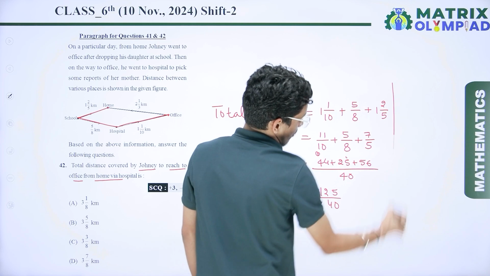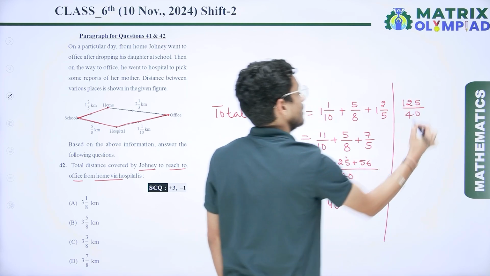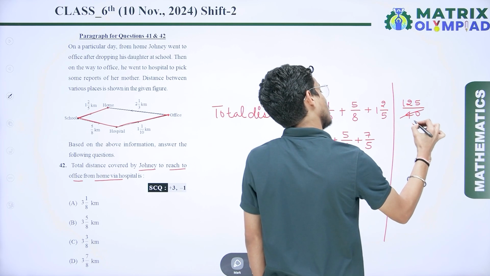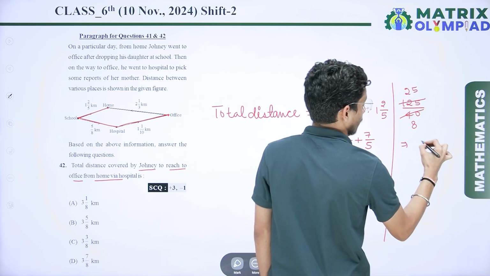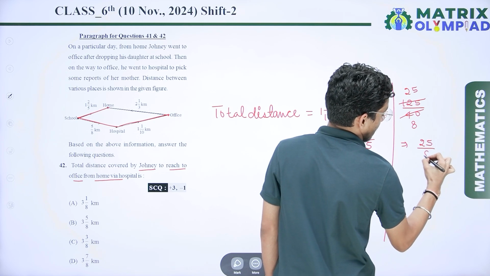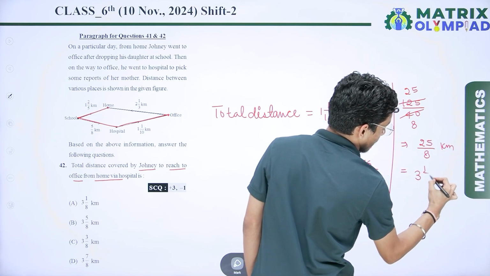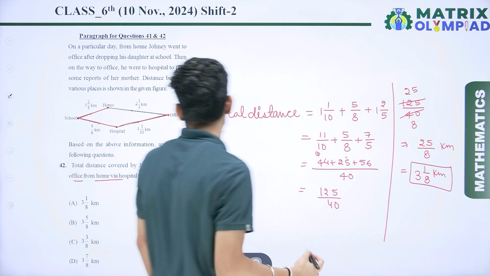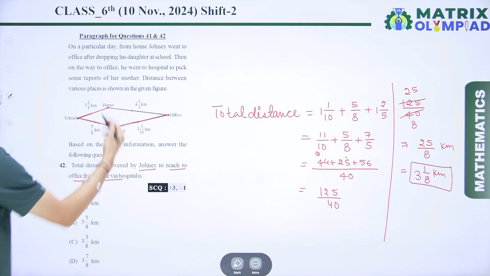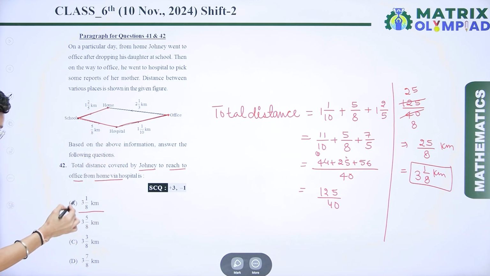So here we have 125 upon 40. If I simplify here, 5 eights are 40 and 5 twos are 10 and 25. So here we get 25 upon 8 kilometer. It means 3 and 1 by 8 kilometer. That is the distance which Johnny covered from office to home via hospital and school. So 3 and 1 by 8. So where is 3 and 1 by 8? Here. So option number A is the correct answer over here.